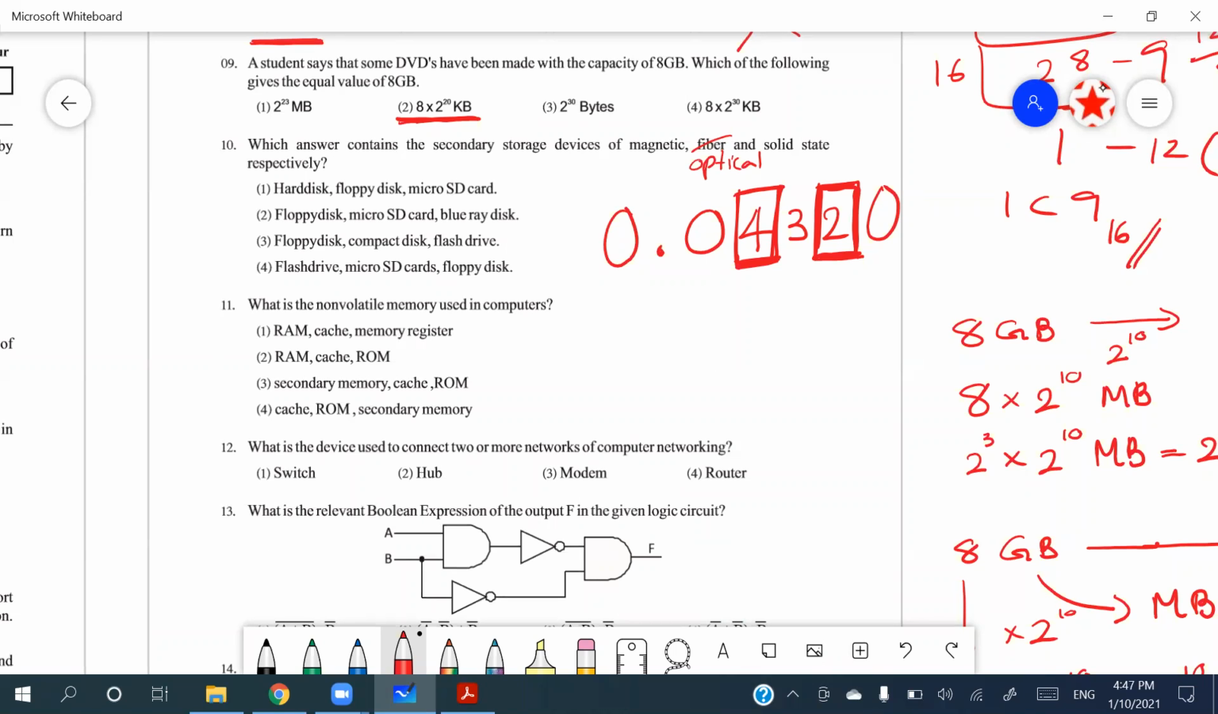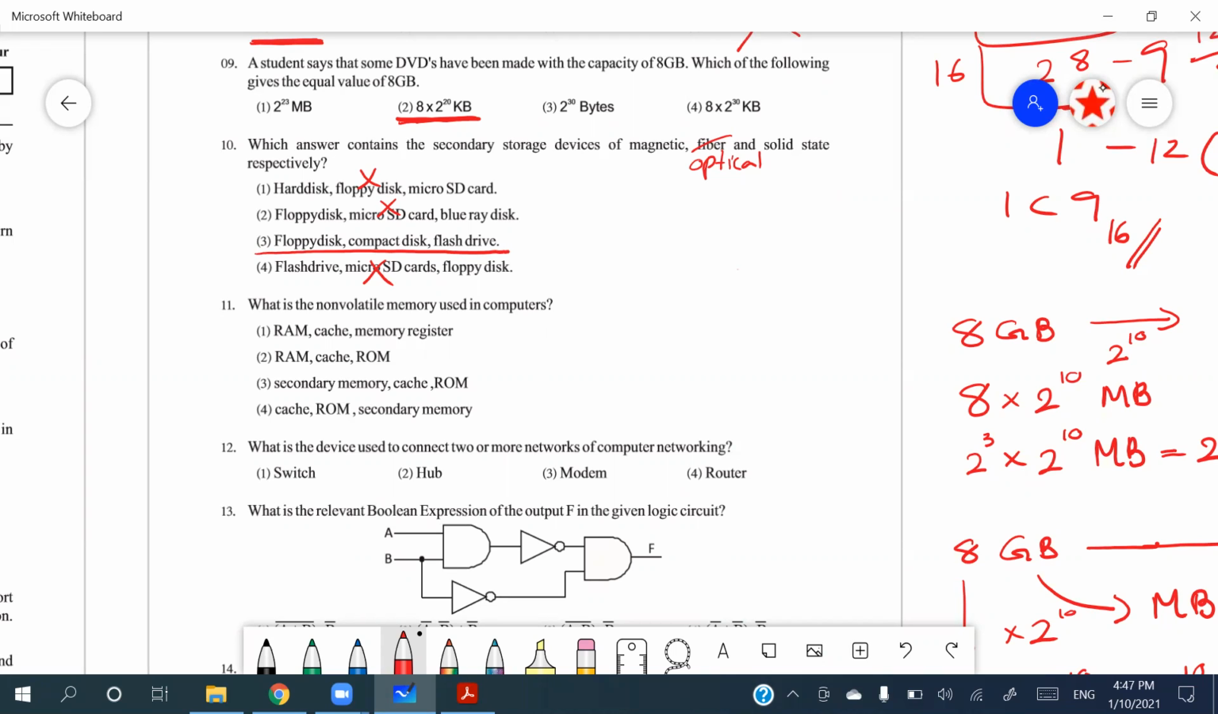Optical, it is going to be some CD type of things, right? So that means not the floppy disk. So the first one is going to be disqualified. Micro SD card, it's a solid state one, so it is disqualified as well. And again, compact disk is going to be a correct one. And the fourth one, again, micro SD, it's going to be a solid state one. So the answer is anyway going to be the third. Floppy disk, it's a magnetic type. Compact disk, it's an optical type. Flash drive, it's a solid type. So the third one is going to be the correct answer.